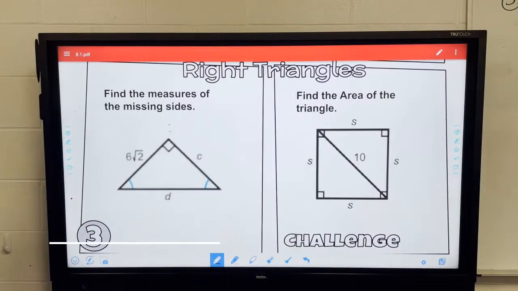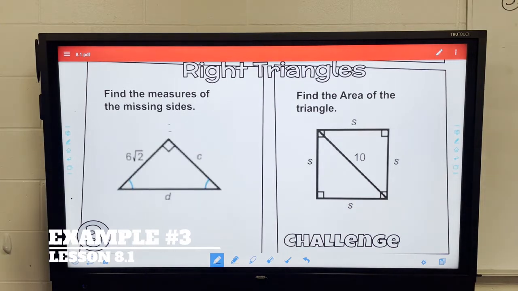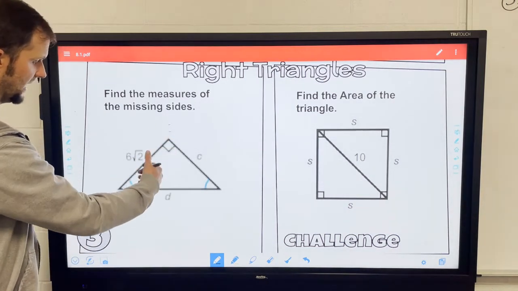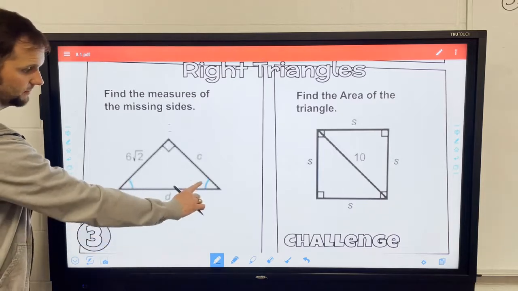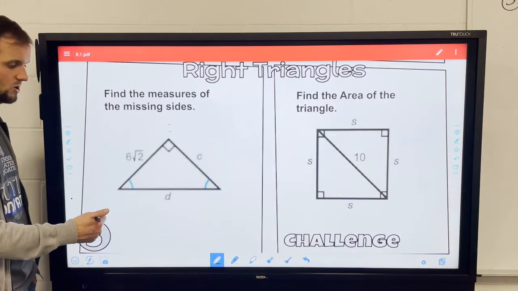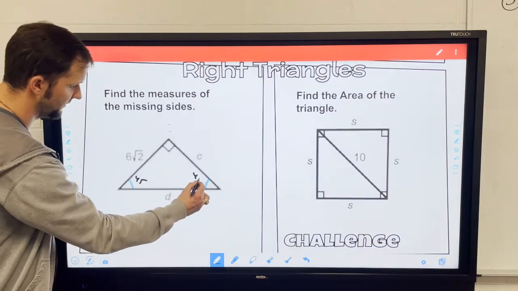All right, so on example number 3, it says we need to find the measures of the missing sides. So again, I know I have a right triangle here, and so I have a 90 degree angle. If you look, my base angles are going to be congruent. So that means this is going to be a 45, 45, 90 right triangle because my base angles are congruent. So this would be 45 and 45 here.